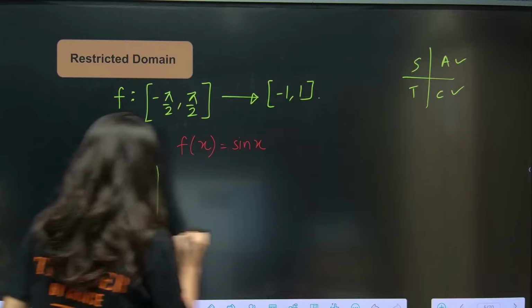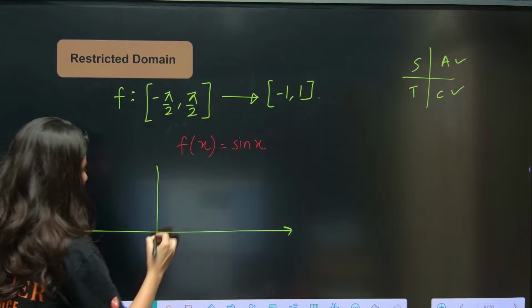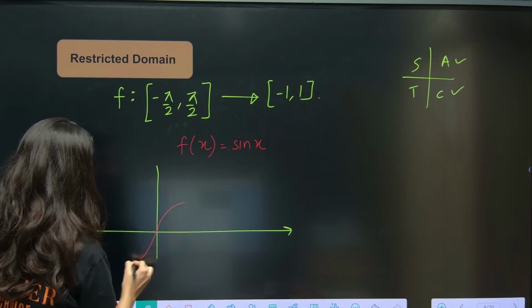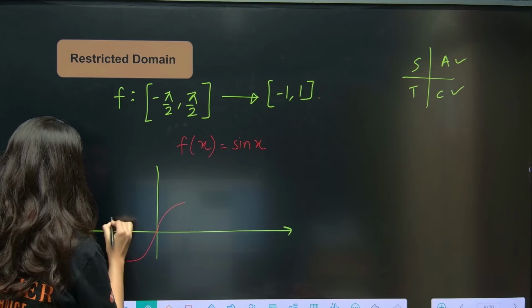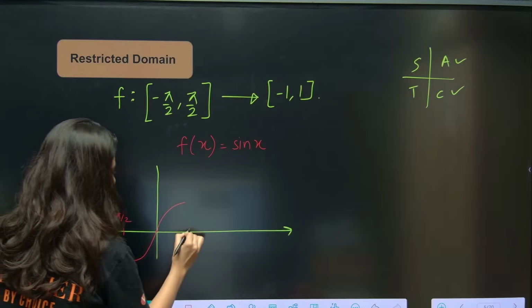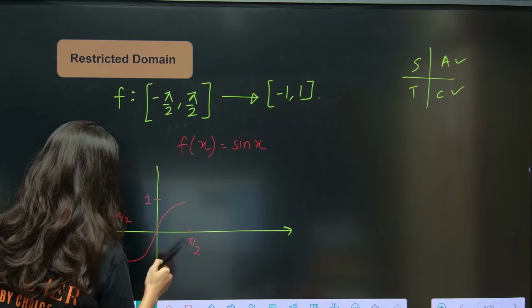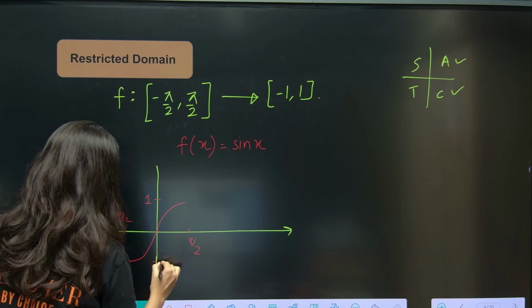Now understand this: for minus pi by 2 to plus pi by 2, the graph of sin x will look like this, right? This is your minus pi by 2, this is your pi by 2, this is your plus 1, and this is your minus 1.